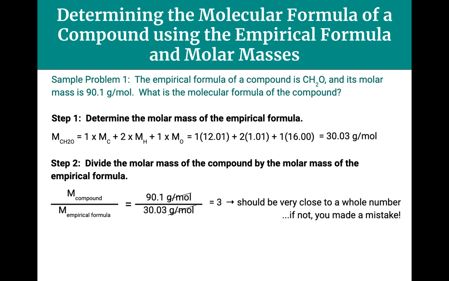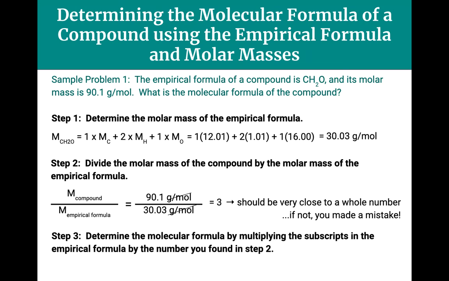So the whole number multiple in this case is 3. So we can now determine what the molecular formula is by multiplying the empirical formula by 3. So 3 times CH2O gives us C3H6O3. So that's our molecular formula.